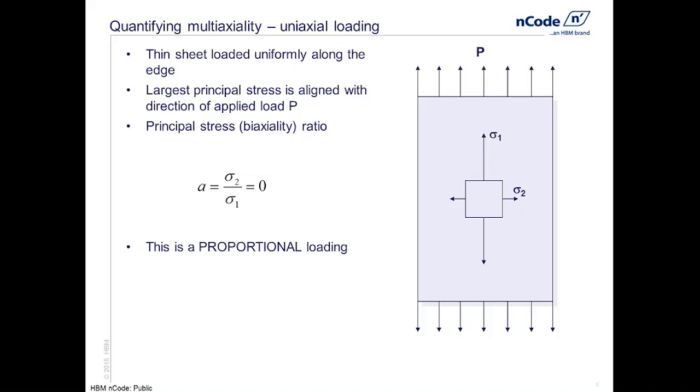Now, if we impose some variation on the load P, the biaxiality ratio will remain constant. In this case, it will be constant at 0, and the principal axes will remain fixed in direction. And this is what we call a proportional loading.